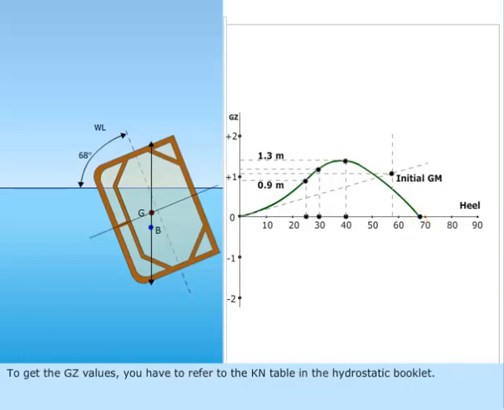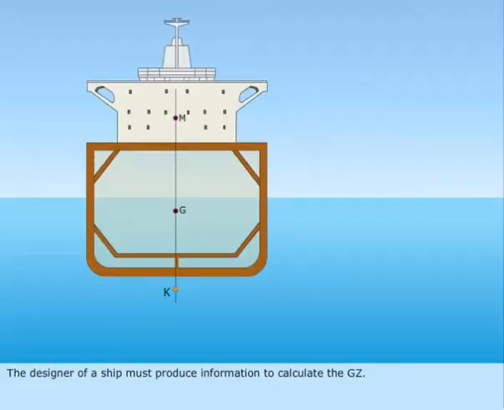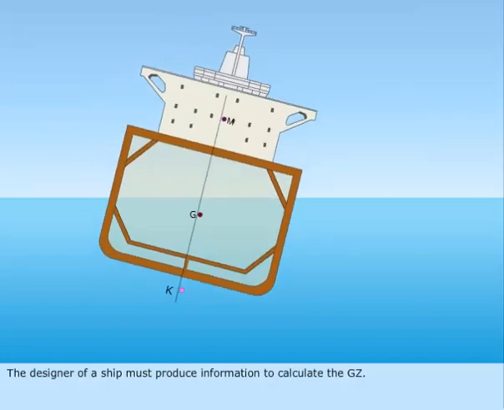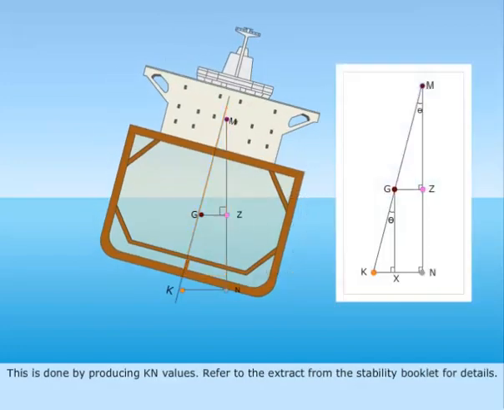To get the GZ values, you have to refer to the KN table in the hydrostatic booklet. The designer of a ship must produce information to calculate the GZ. This is done by producing KN values. Refer to the extract from the stability booklet for details.